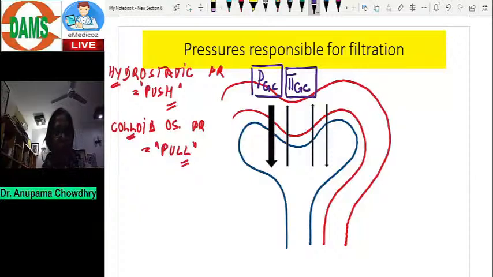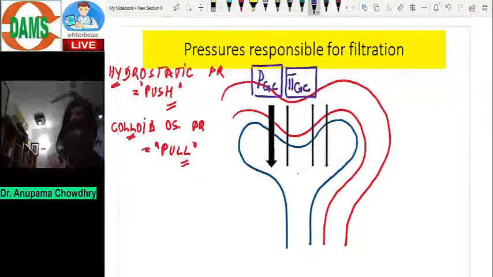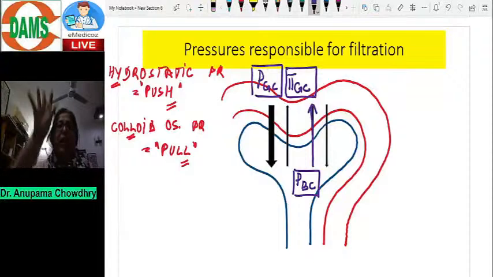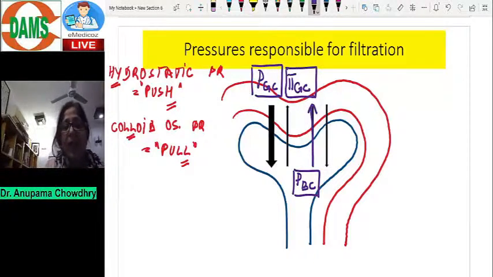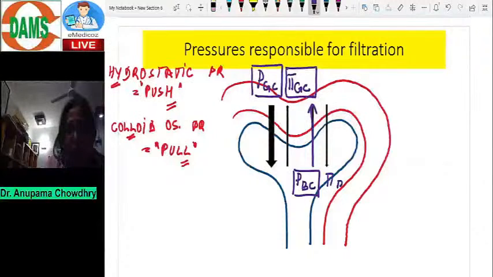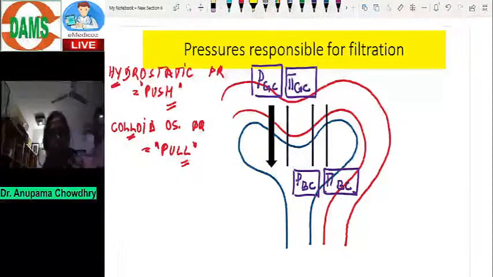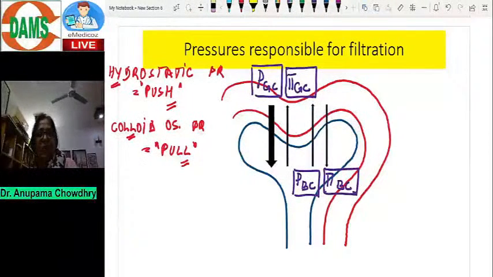Similarly, there is a push force in the Bowman's capsule, and this push force is PBC, hydrostatic pressure of the Bowman's capsule. Now, this is pushing the fluid from the Bowman's capsule into the capillary. It is pushing the fluid from its own space into the capillary. And there is a pull force over here which is going to pull it back. Have you got my point? So you've got these 4 forces, 2 for the glomerular capillary, 2 for the Bowman space. But you have to appreciate the direction of the arrows.